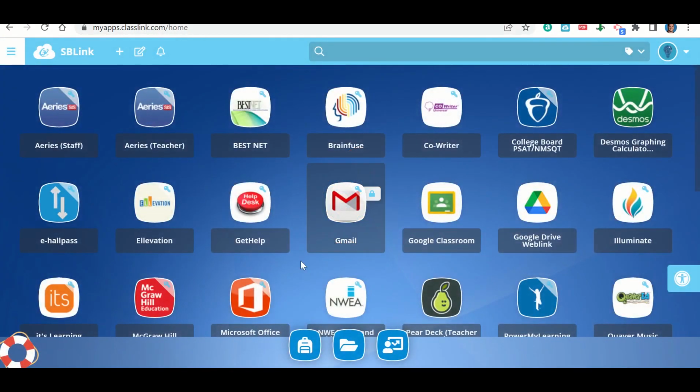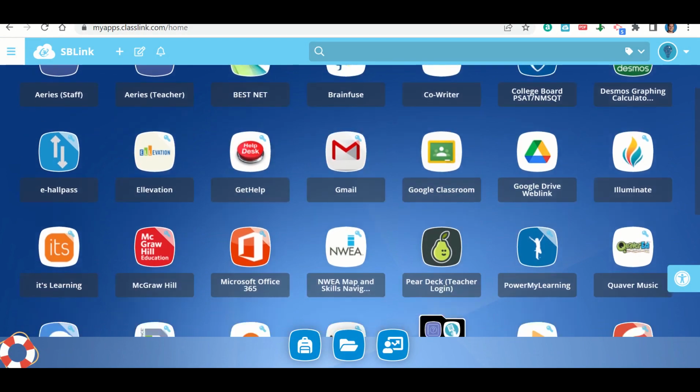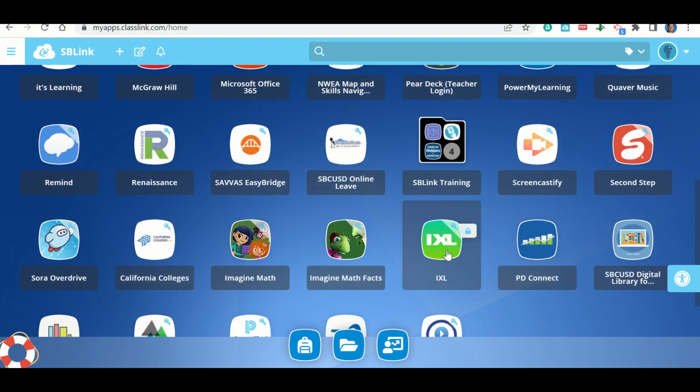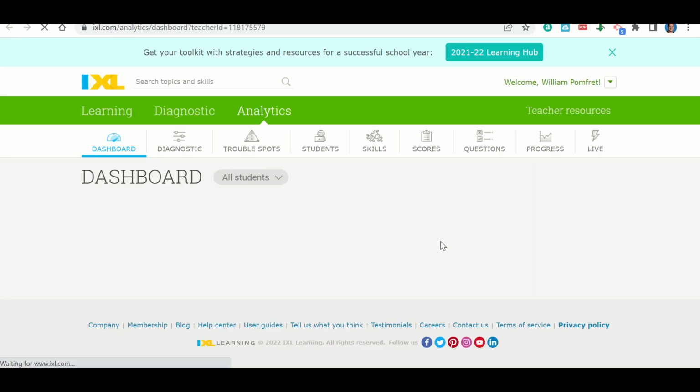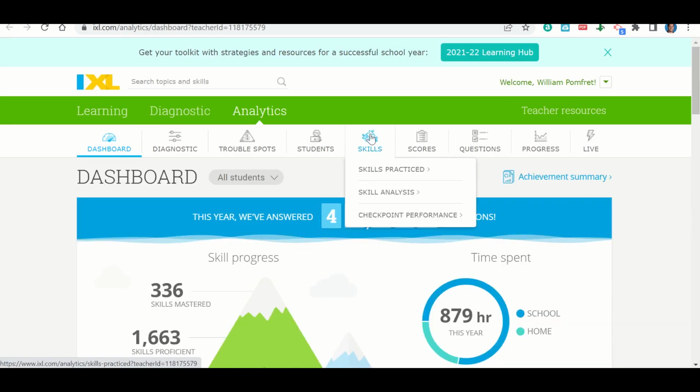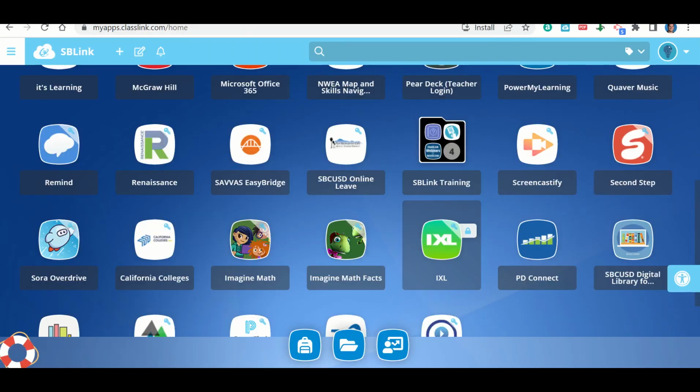And it should take you to a page that looks kind of like this. You're going to go find the link that says IXL, which is right here. And I'm going to go ahead and click on that link. And it should take me to the IXL login page. So it should look like this. At the top right corner, it should say welcome and then your name. If it does not say your name, then you're not logged in and you won't receive credit for your work. As long as this is good, you can go ahead and close that tab out.